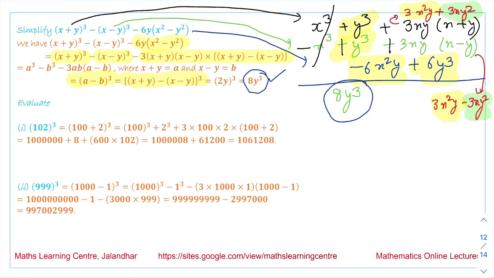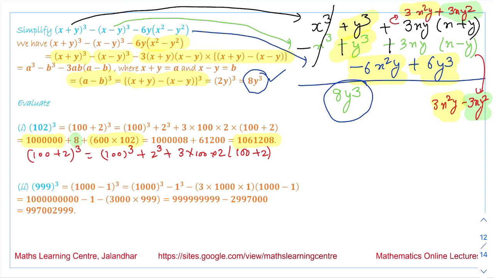Next, we have to find the value of 102 cube. What we are going to do is write 100 plus 2 whole cube and apply the formula. It is 100 cube plus 2 cube plus 3 into 100 into 2 into 100 plus 2. 100 cube will be this term, 2 cube is 8, and then the next term is 600 into 102, and when you solve this value you will get the answer 1061208.